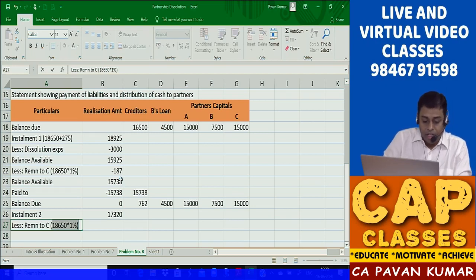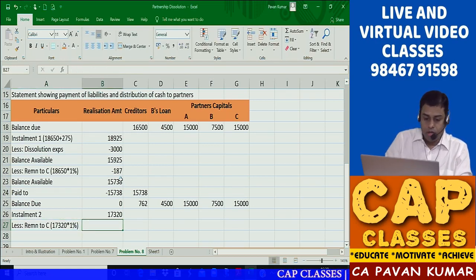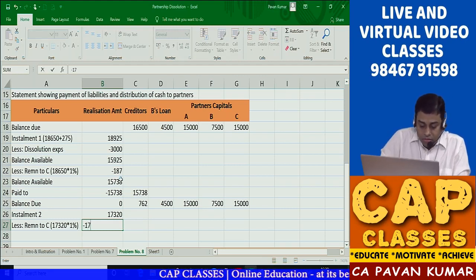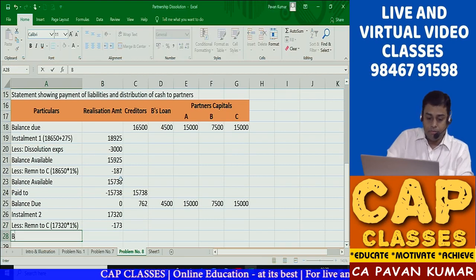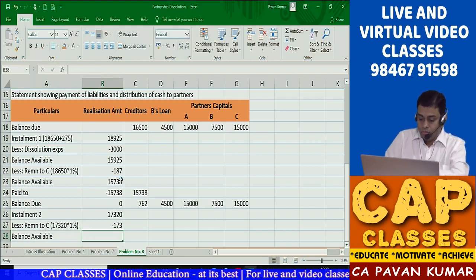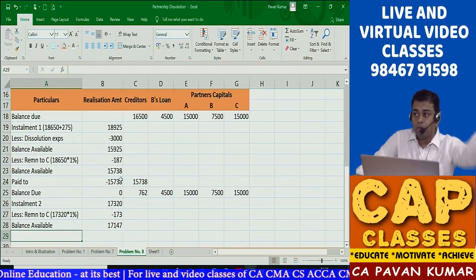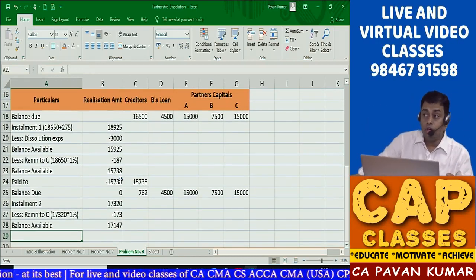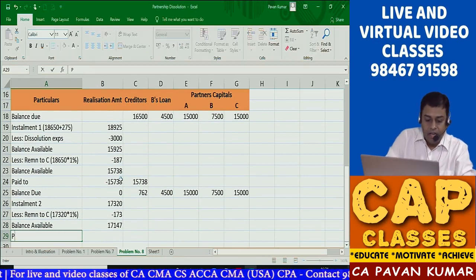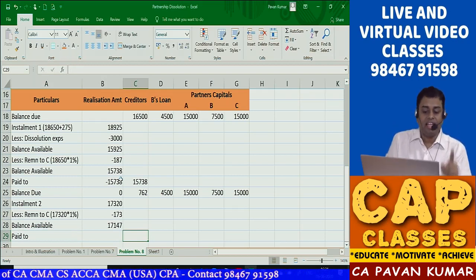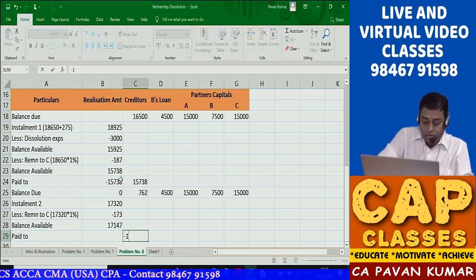How to calculate remuneration? 17,320 into 1%. It should be 173 rupees. So balance available, you have 17,147 rupees with you. Correct? So to whom you will pay this? Paid to. First you will pay this to these guys, but you will pay only 162 rupees.